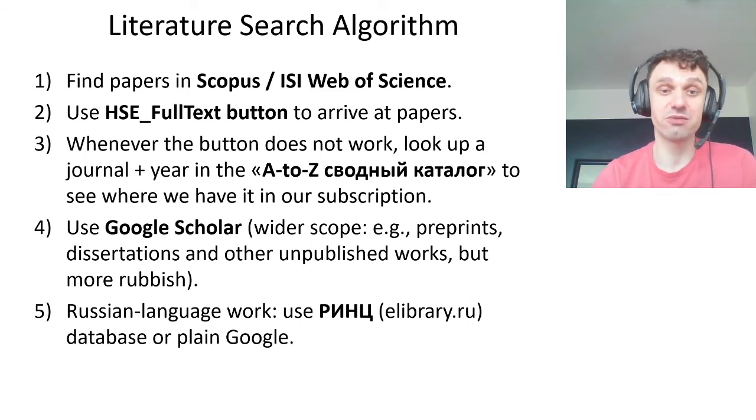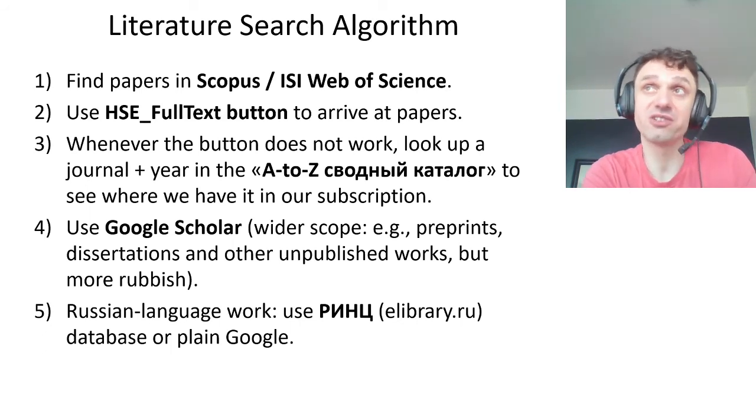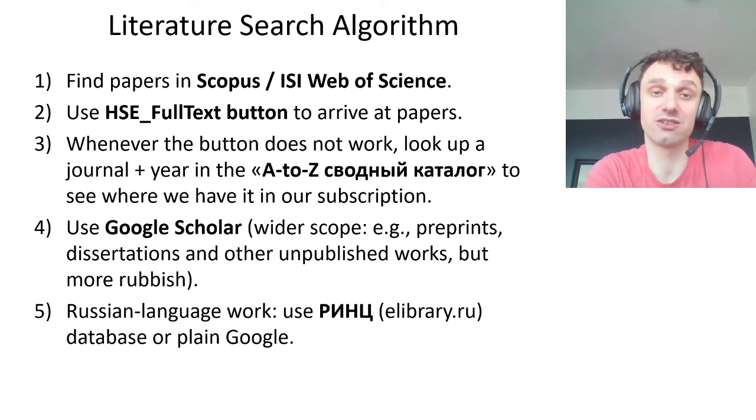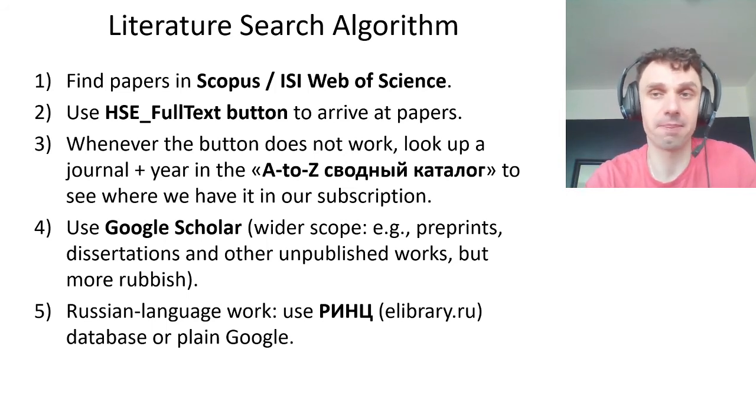And for Russian language work, unfortunately, Russian journals are not well covered. Most of them are not yet indexed in Scopus and Web of Science. So there is a separate database which is called the Russian Index of Scientific Citing, or RINC, elibrary.ru, which you can use to search for papers. There are also some PDFs there, so some journals really include full texts. So it's a fairly good resource as well.